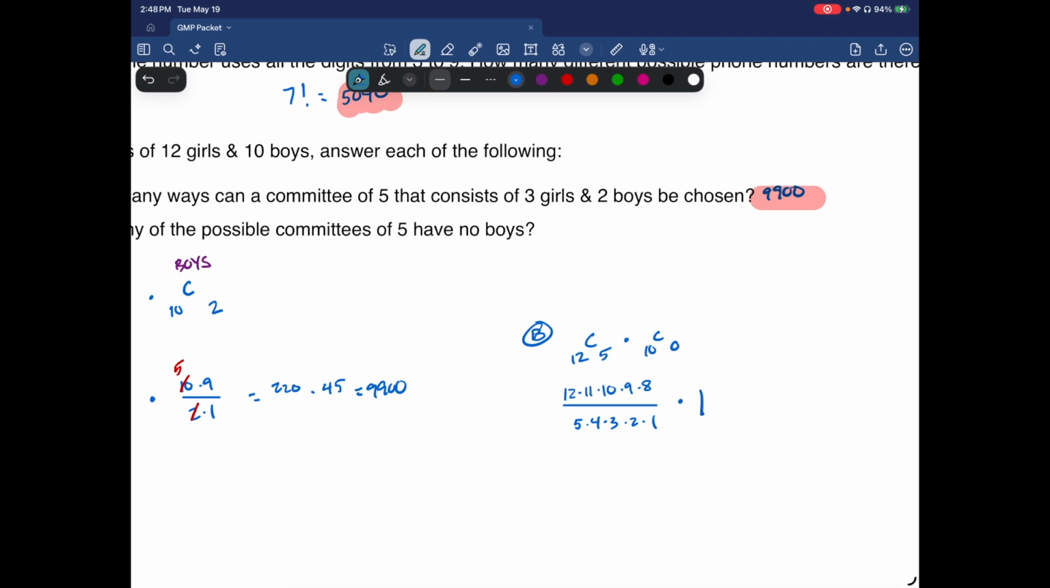And then there's only one way you could choose none, so times 1. All right, 5 and 2 go into 10. 4 and 3 go into 12. So that leaves me with 11 times 9 times 8, which is going to give me 792. So if I leave out the boys, there are 792 ways to choose a committee of 5 from the 12 girls. Right?